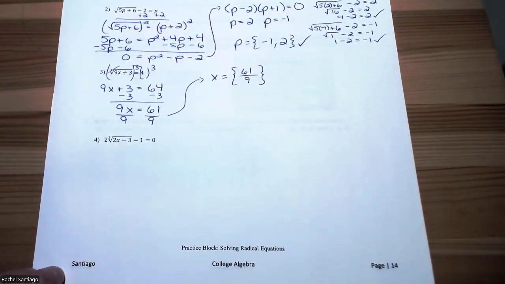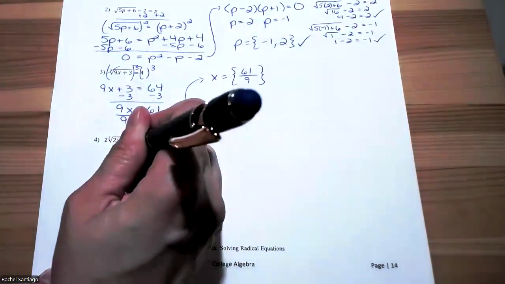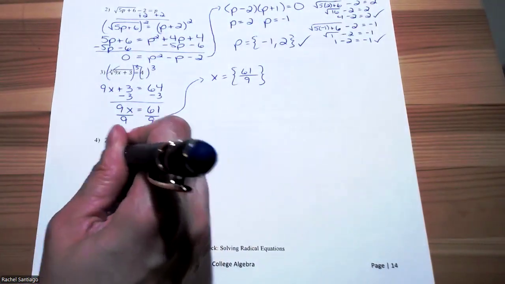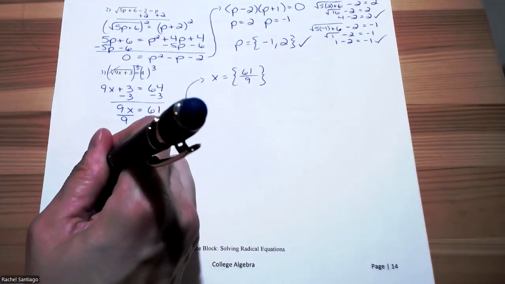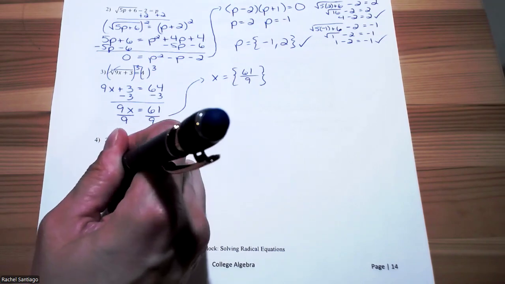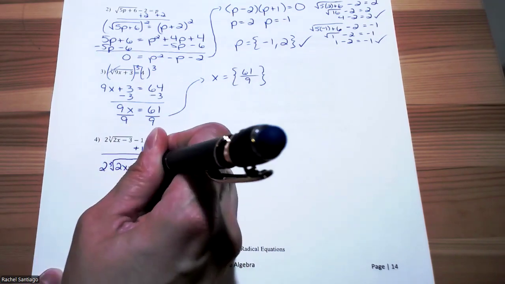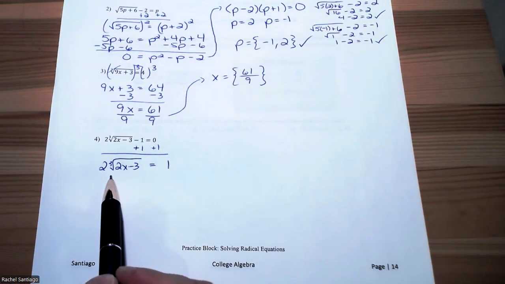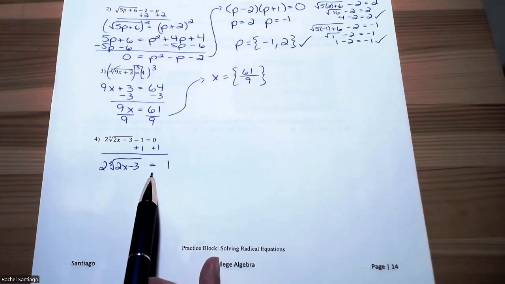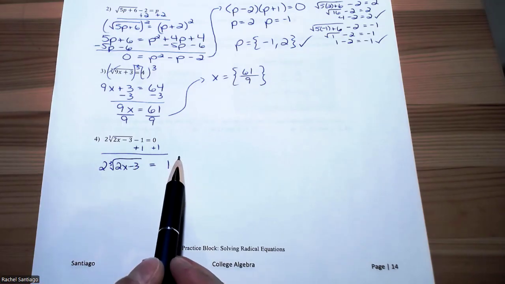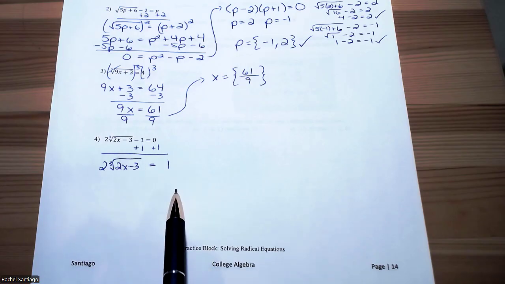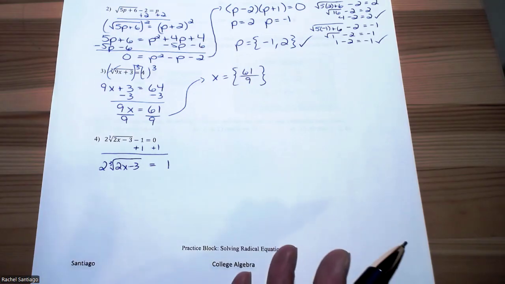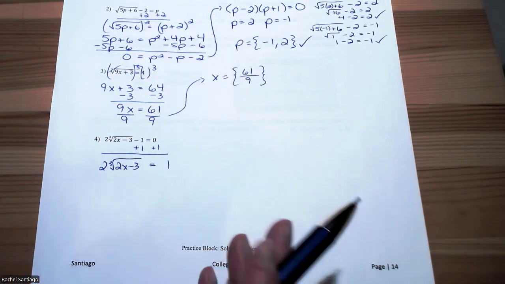Last problem. Let's go ahead and isolate the radical. We're going to add 1 to both sides. So we have 2 cube root of 2x minus 3 is equal to 1. Now, technically, if I wanted to divide by 2, that's fine. And then I cube both sides, and then I'll just have a fraction on this side, which we will anyways. So it's really up to you.